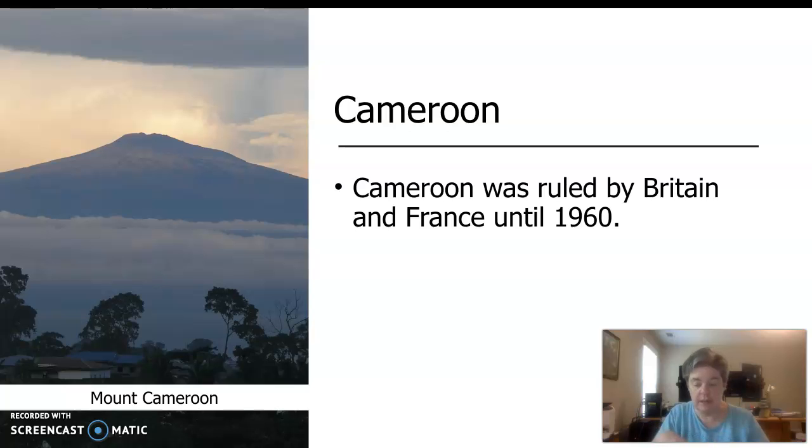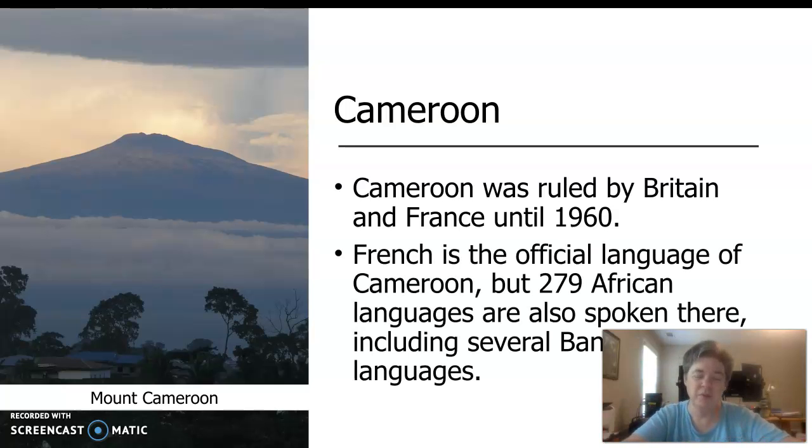They each had a separate colony, and then when the French gave them their independence in 1960, the following year the British gave their independence, and then the two sides united and formed one nation. They went through a couple different name changes, but eventually settled on just Cameroon. French is the official language of Cameroon because most of the country was French, but there are 279 different African languages spoken in the country. That is an enormous amount of languages.